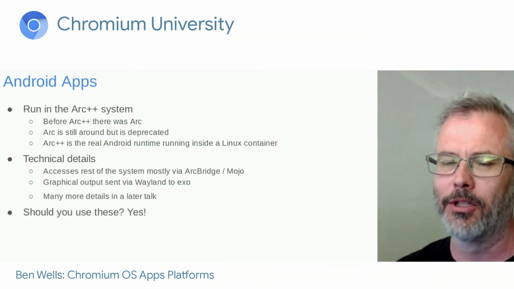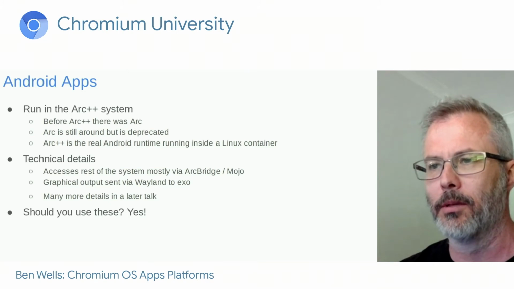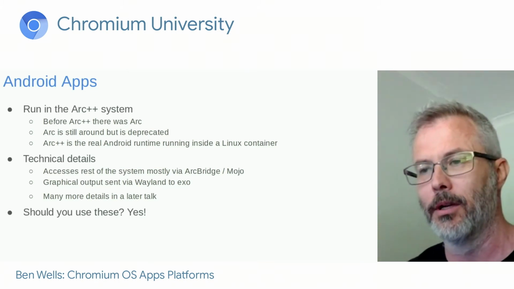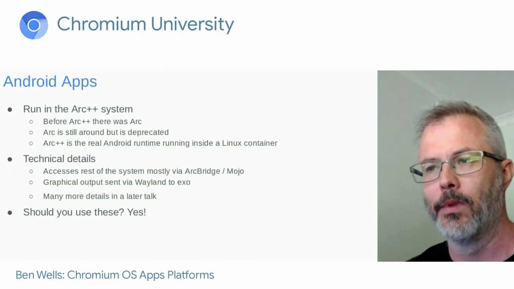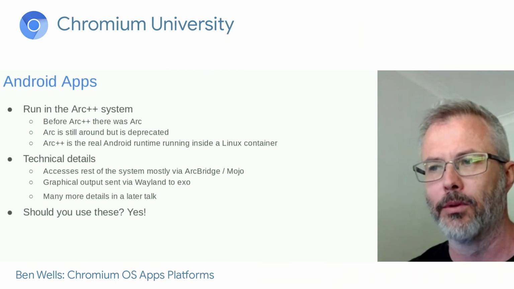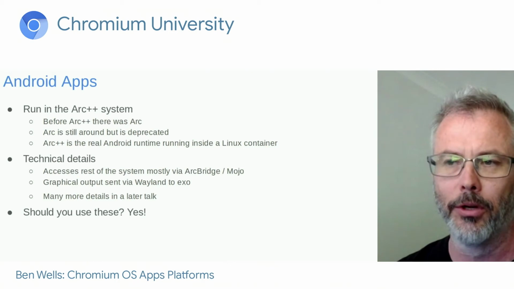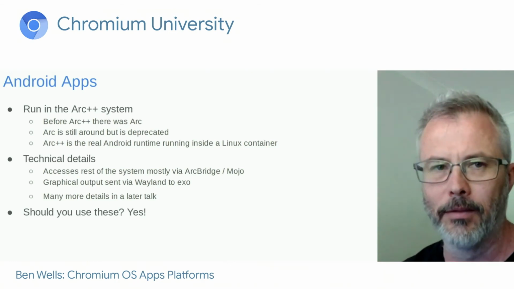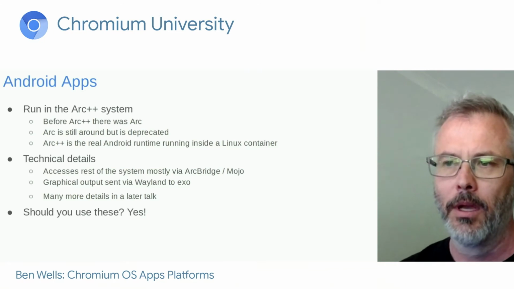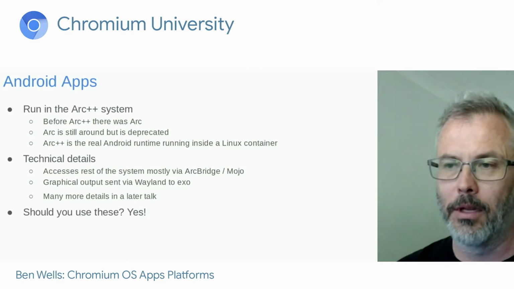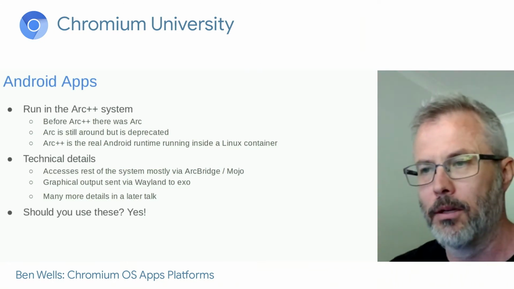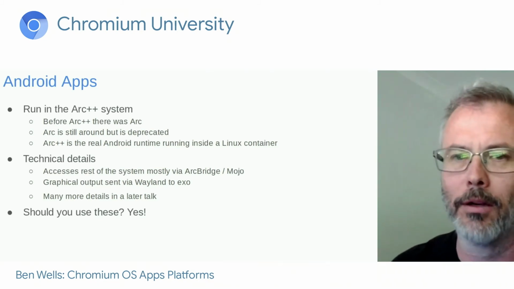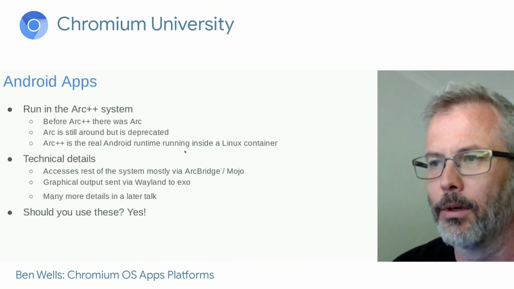Some super quick technical details, because I believe the talk after this will give you way more technical details than I could. They access the rest of the system through something called ArcBridge and Mojo, and they use Wayland, which is like a modern answer to X11 for their graphics stack. Should you use Android apps? Yes, please. You can create great experiences with Android apps on Chrome OS, and go for it. Totally supported technology.